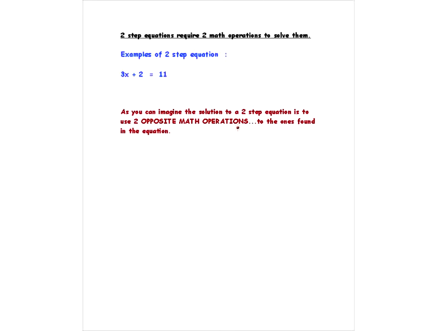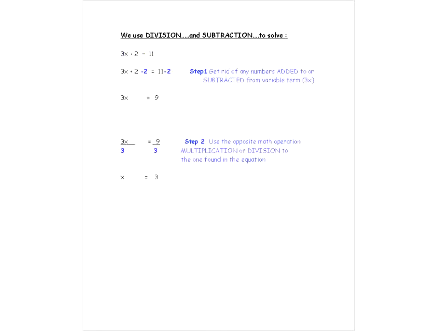So again, we're going to use 2 opposite math operations to the ones that are found in the equation. So if we're solving this equation, which 2 math operations are found in the equation? Well, we have 3x, which is the same as 3 times x, so we have times, and we also have plus, so we're going to use the opposite of times, which is division, the opposite of plus, which is subtraction.